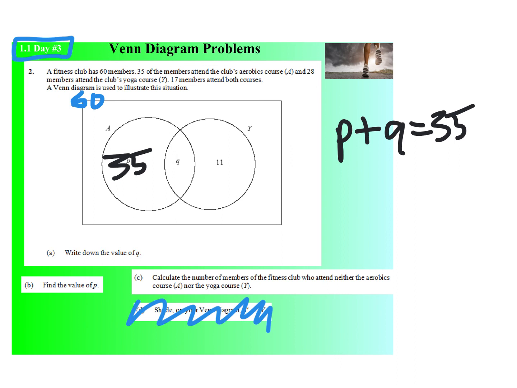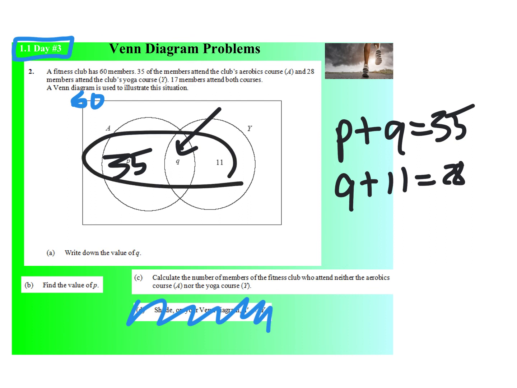Okay, next. 28 attend yoga. Should I just stick 28 here? It's the only place there's a variable. No. Could you say that Q plus the 11 has to equal 28? Ooh, that means I can solve for Q. And that means I can solve for P. And that means I can pretty much finish the question. But you might end up adding these all up and they don't add up to 60. How could that possibly not add up to 60? Yes? Neither. Yeah, the neither. The people that are outside the two circles. They aren't in the aerobics or the yoga course.